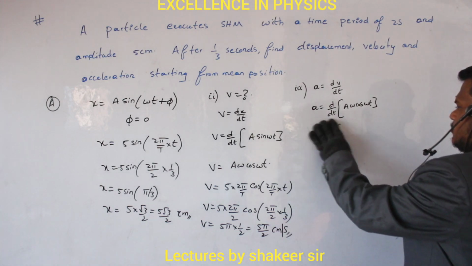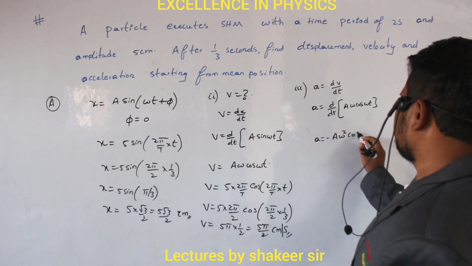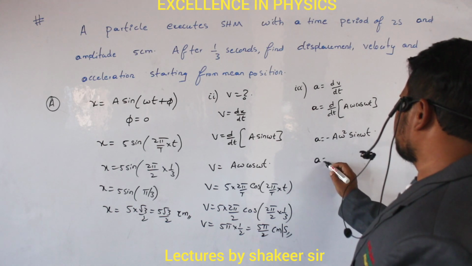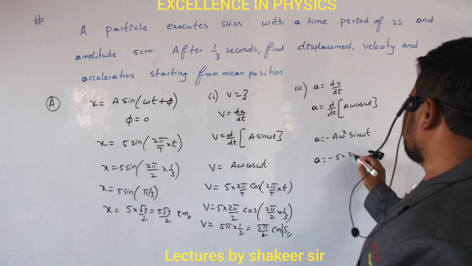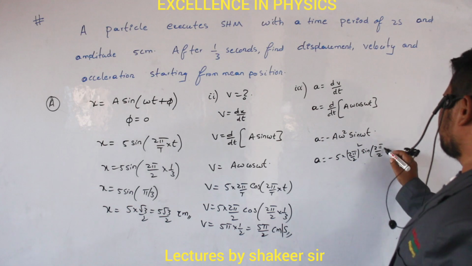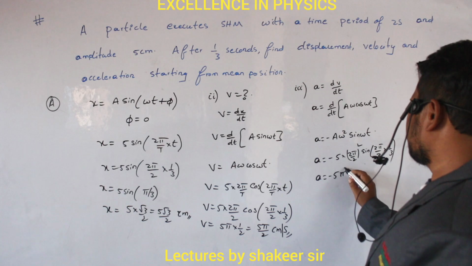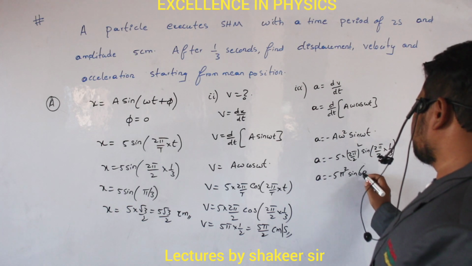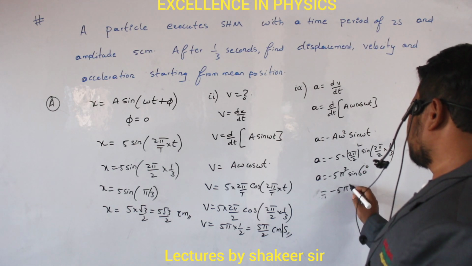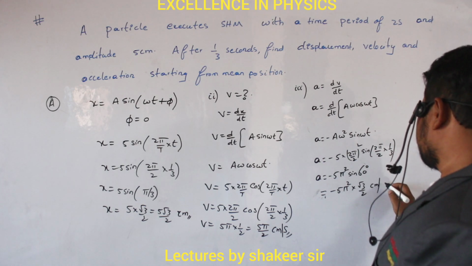So already we have differentiated this equation previously, so we will write minus A omega square sine omega t. Therefore, A is equal to minus, A value is 5 and omega is 2 pi by T, 2 pi by 2 whole square, and sine of 2 pi by T times t, where T is 2 and time is 1 by 3 seconds. So therefore, A is equal to minus 5 pi square sine 60. Sine 60 degrees is root 3 by 2. So therefore, it is equal to minus 5 pi square into root 3 divided by 2 centimeters per second square.